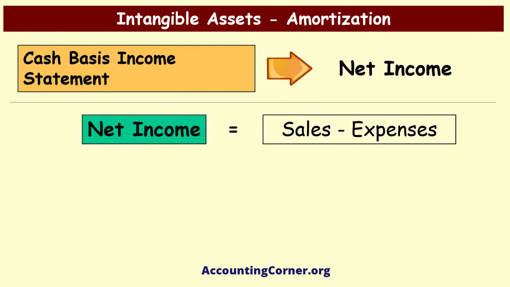Finally, under the cash basis income statement, net income is calculated in a simple way. It's just sales minus expenses. Or in other words, cash inflows minus cash outflows.